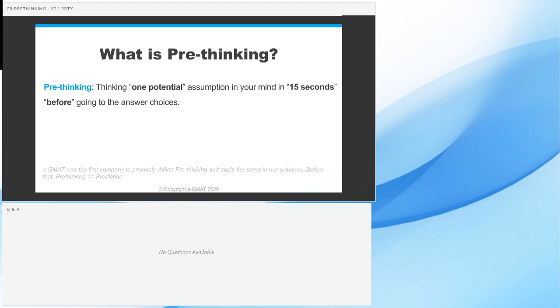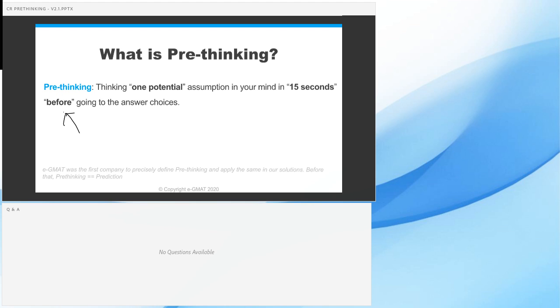Pre-thinking is thinking of one potential assumption in your mind in 15 seconds before you look at answer choices. And I want to clarify this, and we've been clarifying this for the last 8 or 9 years, because a lot of people confuse pre-thinking with paraphrasing, which is a Power Score term, or a Kaplan term, which is a replacement for predicting the answer. Pre-thinking is not about predicting what you're going to see in the answer choices.